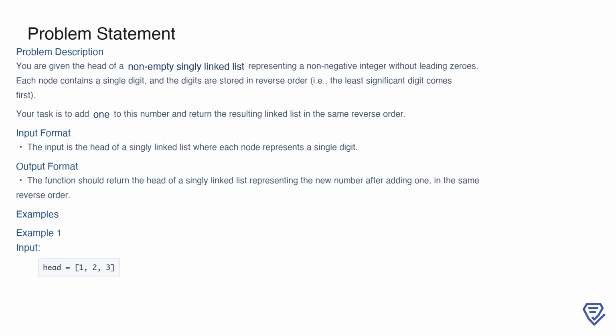The input to your function will be the head of this linked list, where each node contains a single digit. The output should also be the head of a linked list, which represents the new number after adding 1. Let's explore a few examples to understand the problem better.